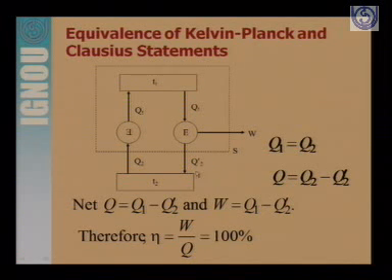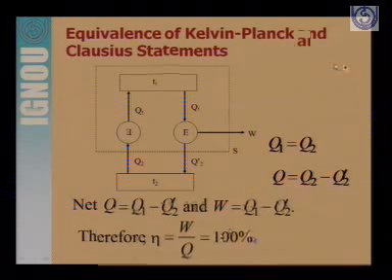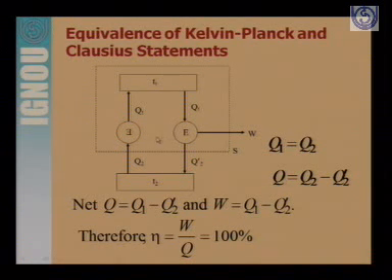Now you see that the expression for efficiency is output by input. W is the work done by the system and Q is the net input to the system. Here the net input to the system is nothing but Q2 minus Q2 dash. But Q1 is equal to Q2, so Q and W are the same. So efficiency is 100%, and that is not possible for any device. So if there is a violation of the Clausius statement, automatically we get a violation of the Kelvin-Planck statement. The reverse is also true.